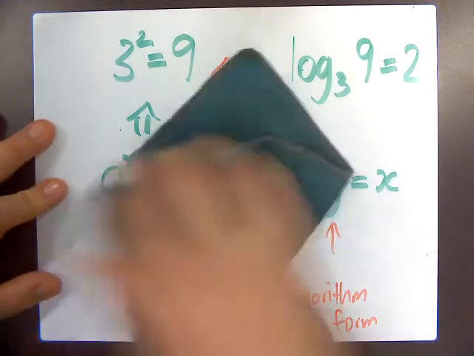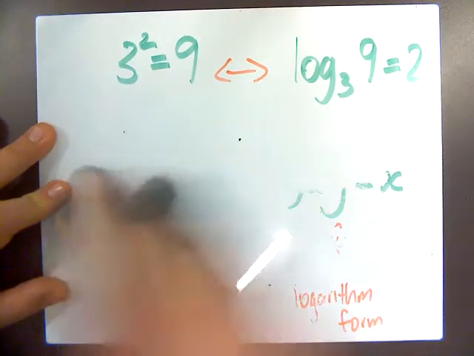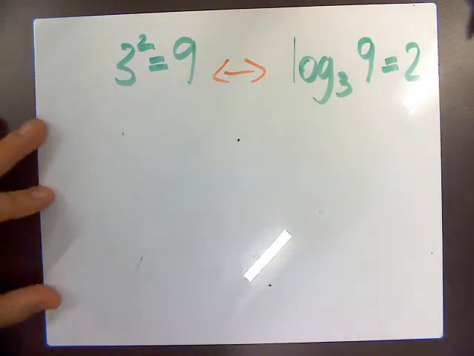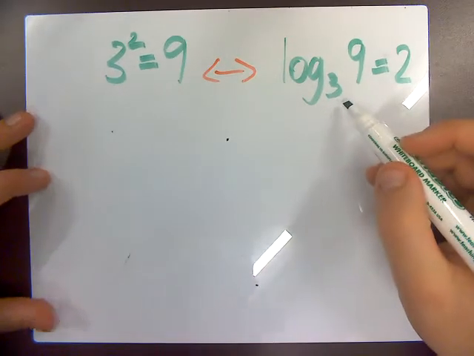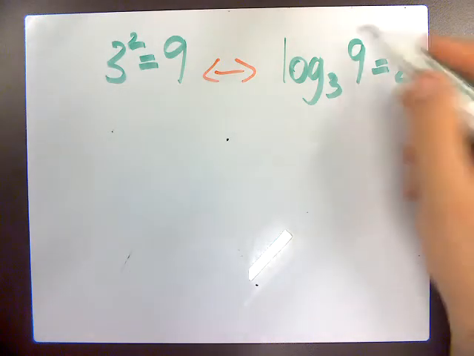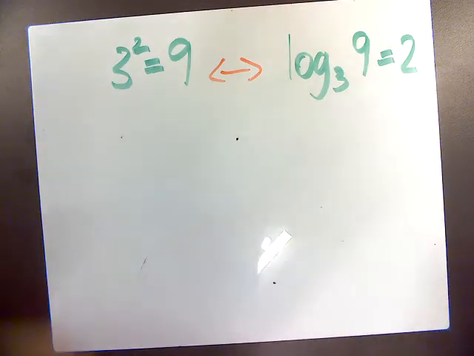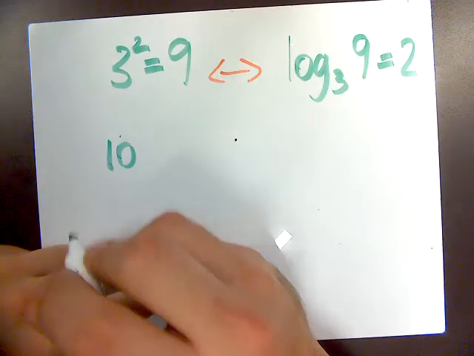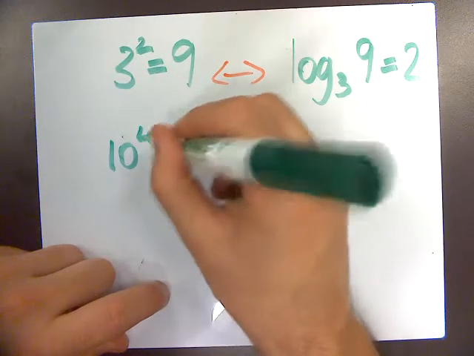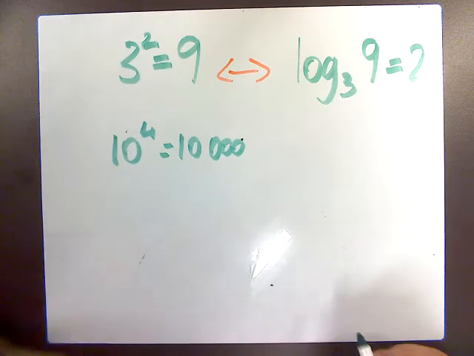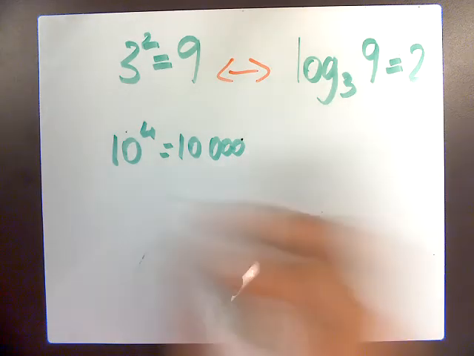Essentially, what I'm asking is, using the base 3, if I have the result 9, what will the power end up being? Pretty straightforward process. I'll do a couple more examples. If I had, say, 10 to the power of 4 equals 10,000, let's try converting it into logarithmic form.